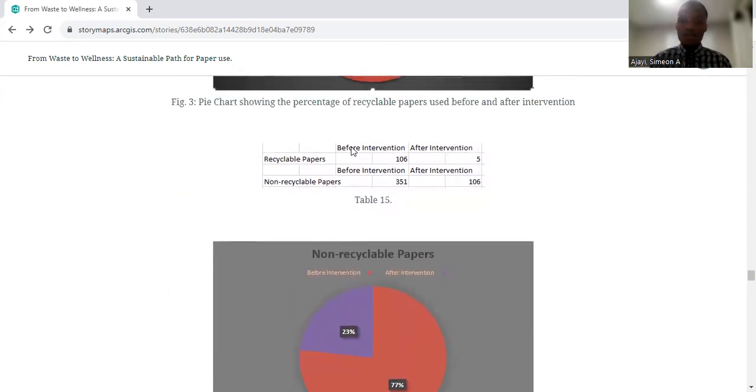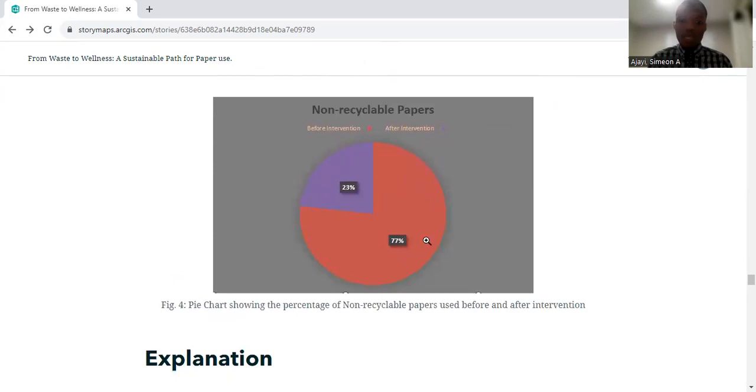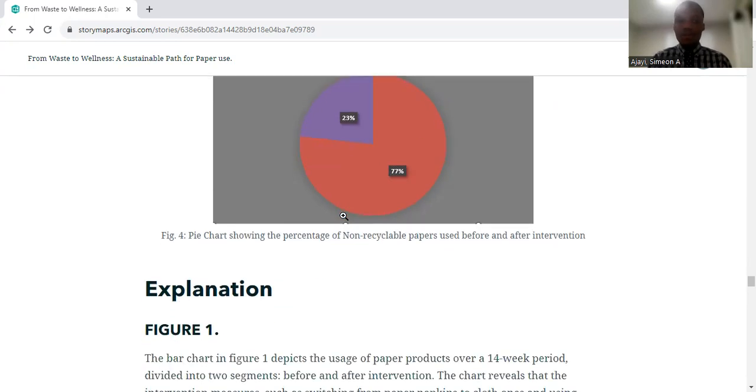And then this table shows the data I could use in constructing both pie charts. The non-recyclable products, before intervention, contributed, I used like 77% non-recyclable papers. And after intervention, it reduced to 23%, which is also a huge change, or effect, that the intervention had on my use of paper products.